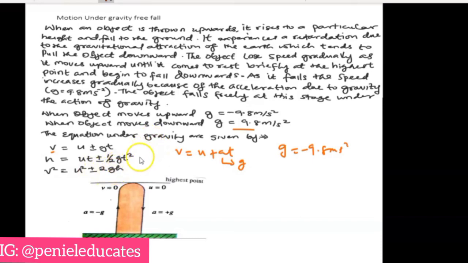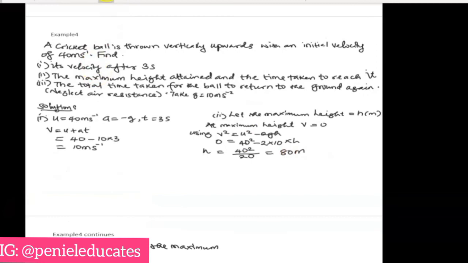So the total distance covered is the maximum height for motion under gravity. All right, so let's look at an example. A cricket ball is thrown vertically upward with an initial velocity of 40 meters per second. Find its velocity after 3 seconds, the maximum height attained, and the time taken to reach it. Then the total time taken for the ball to return to the ground. Again, neglect air resistance. Take g to be 10 meters per second squared as acceleration due to gravity.